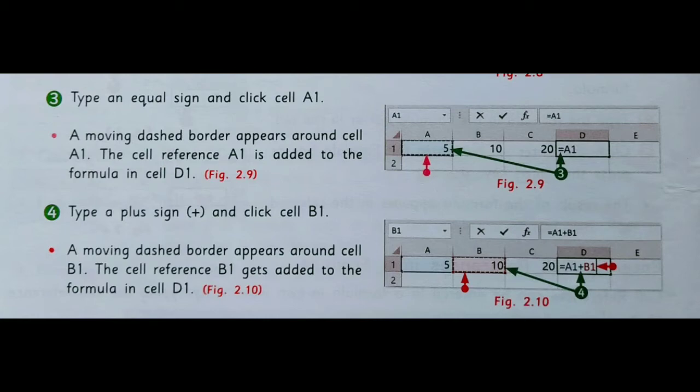Type a plus sign and click cell B1. A moving dashed border appears around cell B1. The cell reference B1 gets added to the formula in cell D1. You can see in figures 2.9 and 2.10 how the third and fourth points are explained.